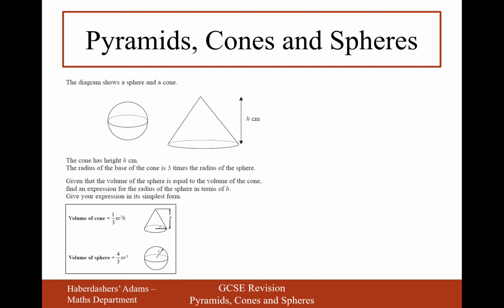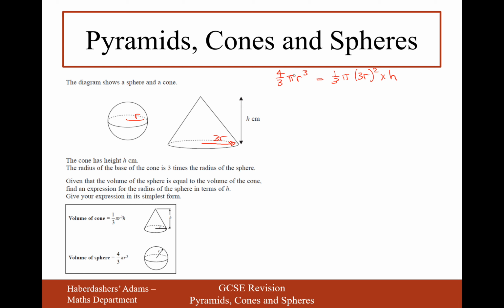Okay, so in this question here, we have the cone with height h. The radius of the base of the cone is 3 times the radius of the sphere. So if this is 3r, this one here is r. Given that the volume of the sphere is equal to the volume of the cone, find an expression for the radius of the sphere in terms of h. Okay, so if the volumes are now equal, we can say that 4/3 pi r cubed equals 1/3 pi 3r squared times h.